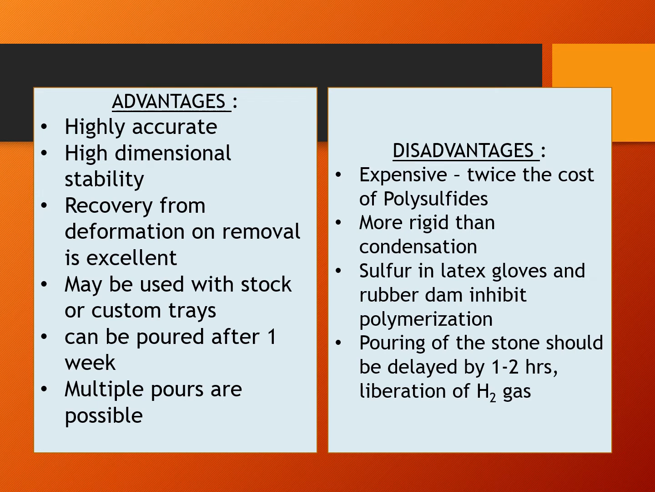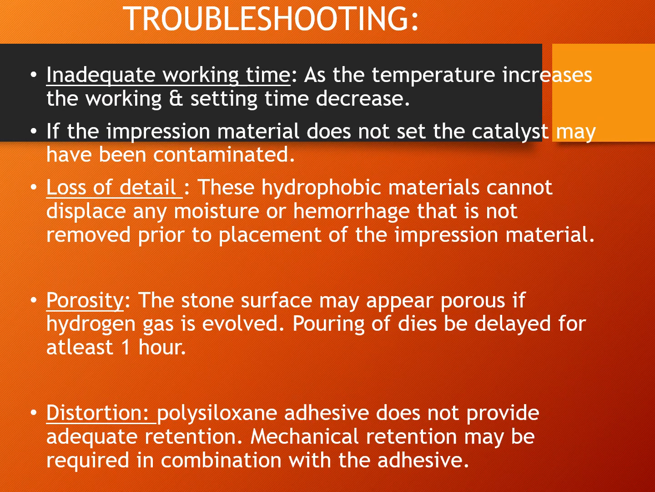It is more rigid than condensation silicones. The sulfur in latex gloves, which we have already discussed, inhibits polymerization. Pouring of the stone should be delayed by 1 to 2 hours because of the liberation of hydrogen gas. Otherwise, scavengers should be added. Now let's see some of the issues encountered while working with addition silicone.